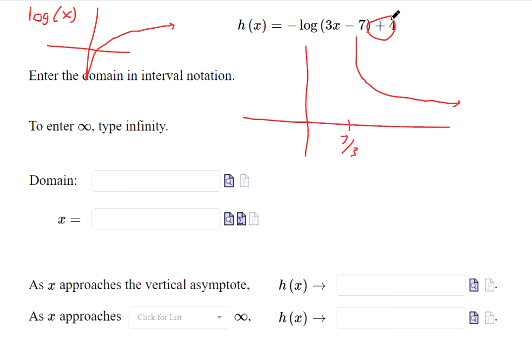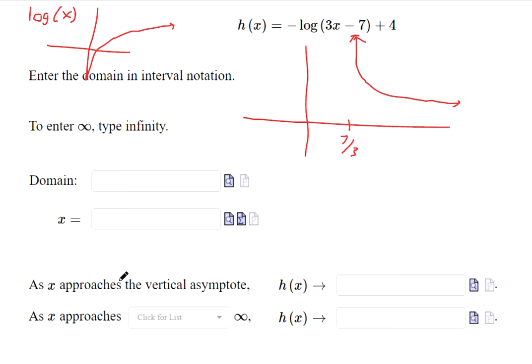The +4 bumps us up a little bit from the original graph. If we were to flip this graph, a +4 bumps us up higher on the y-axis, but it's a logarithm, so eventually it will come down below +4. So this is a rough sketch of the graph.